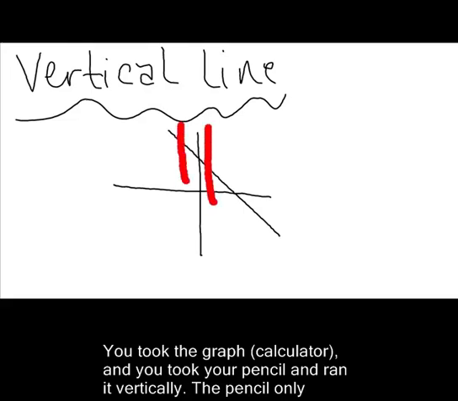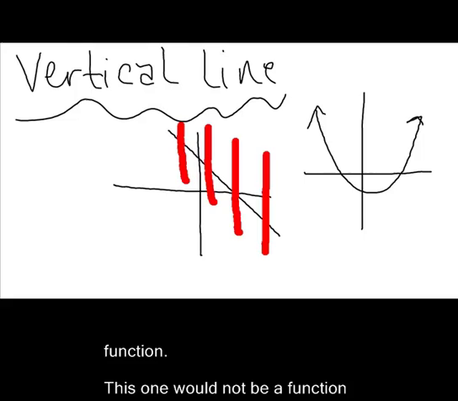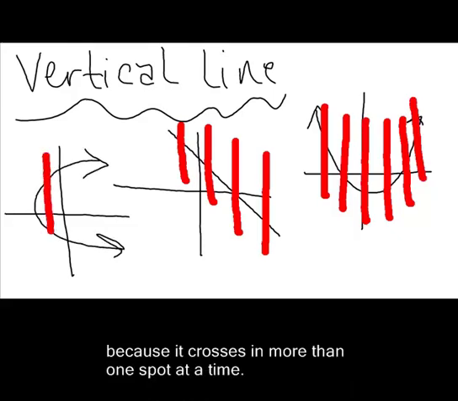So if I take my pencil and I run it vertically across this graph, it only crosses in one place at a time. If it only crosses in one place at a time, it is a function. So let's look at another one just to give you an idea. Let's say I took a parabola. If I take my pencil and run it vertically across a parabola, it's only going to cross in one spot at a time, so that one's a function. This one would not be a function, because if I take my pencil and I run it across the graph vertically, it crosses in more than one spot at a time, so it is not a function.